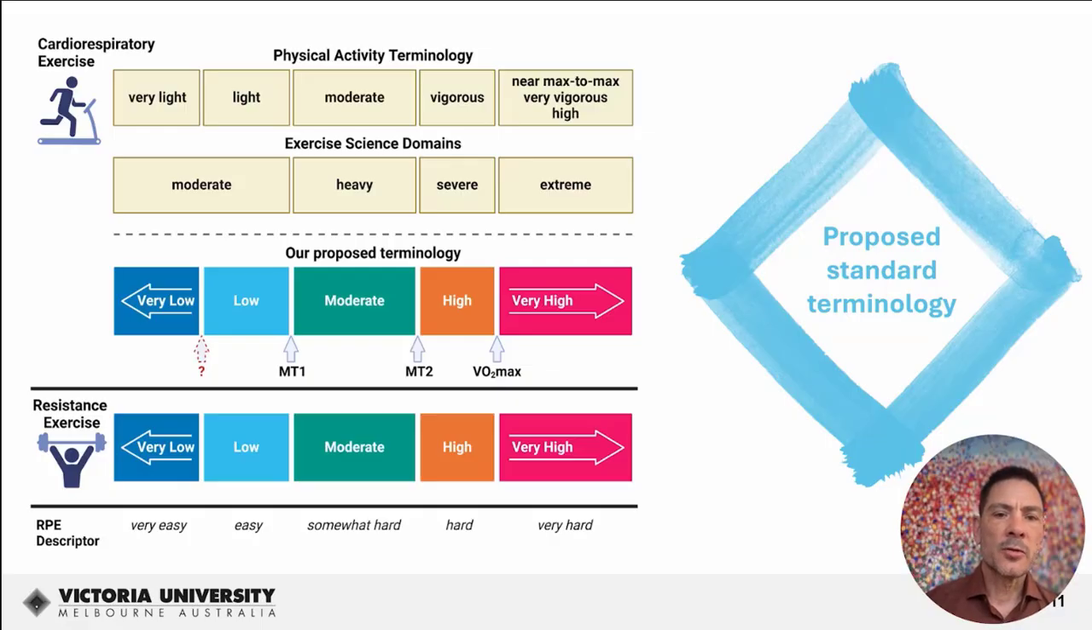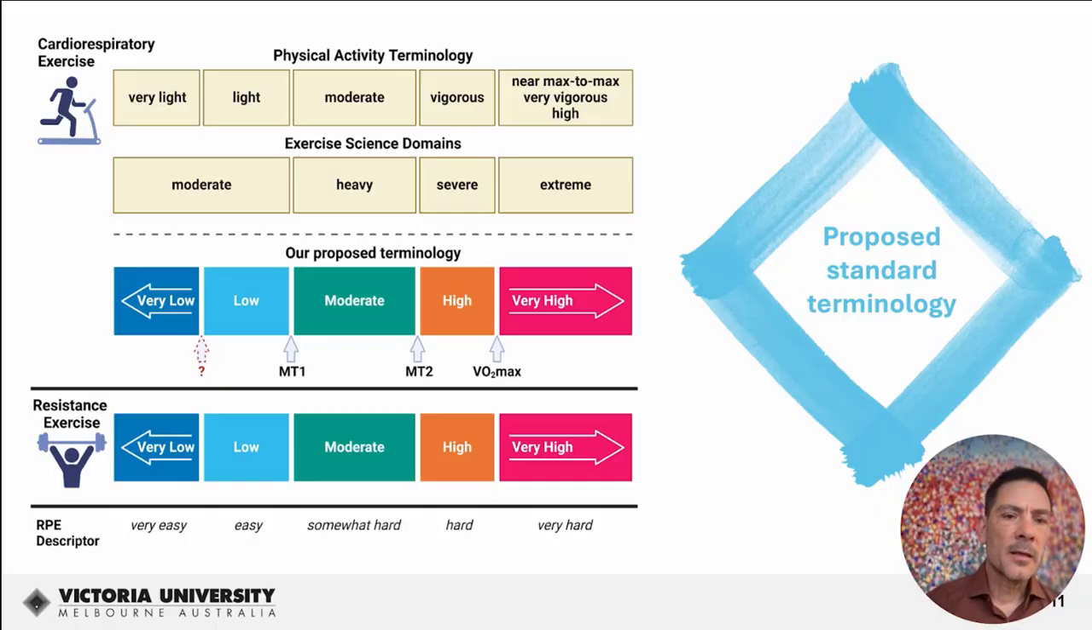So two things we wanted to try and do. One is to try and have some sort of unified terminology for cardiorespiratory exercise and resistance training. And so we settled on very low, low, moderate, high, and very high for both resistance training and cardiorespiratory training, and the corresponding RPE descriptors of very easy, easy, somewhat hard, hard, and very hard. So you can see there quite deliberately we removed the reference to light or heavy from the RPE descriptor.